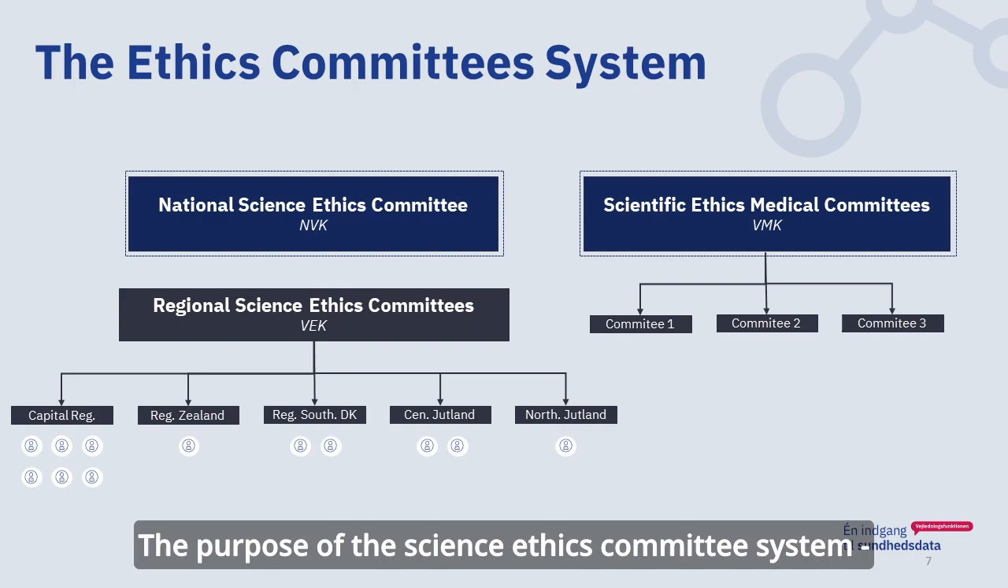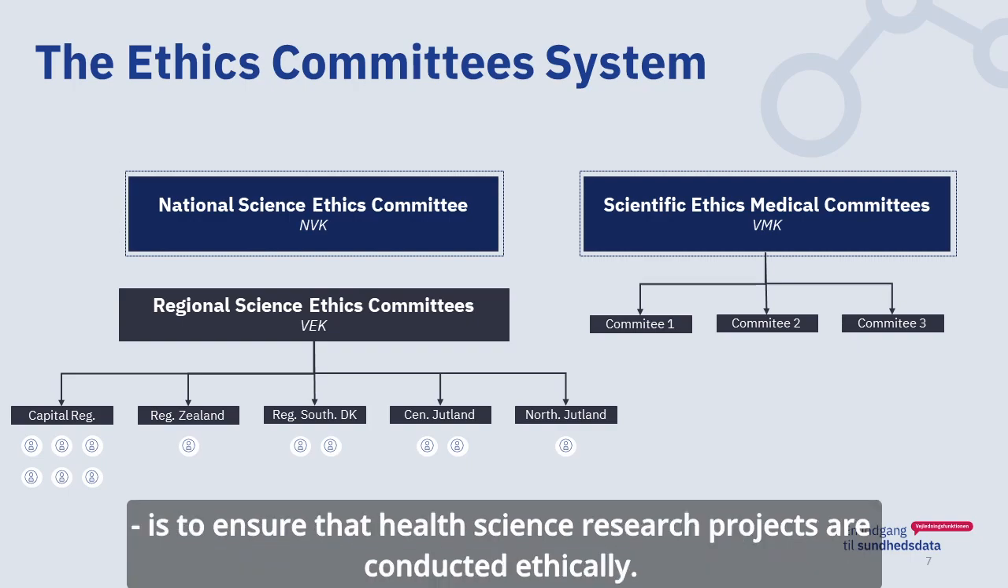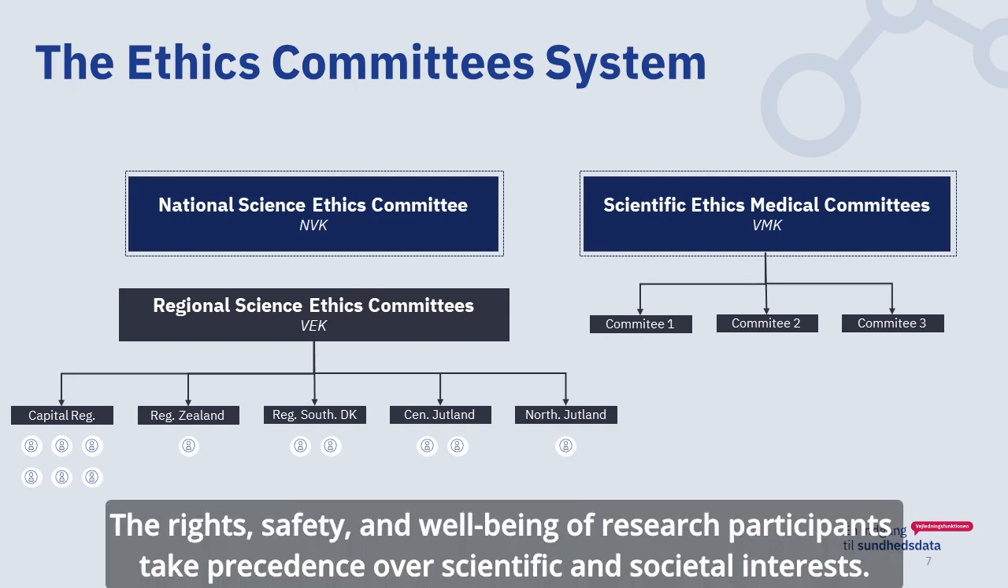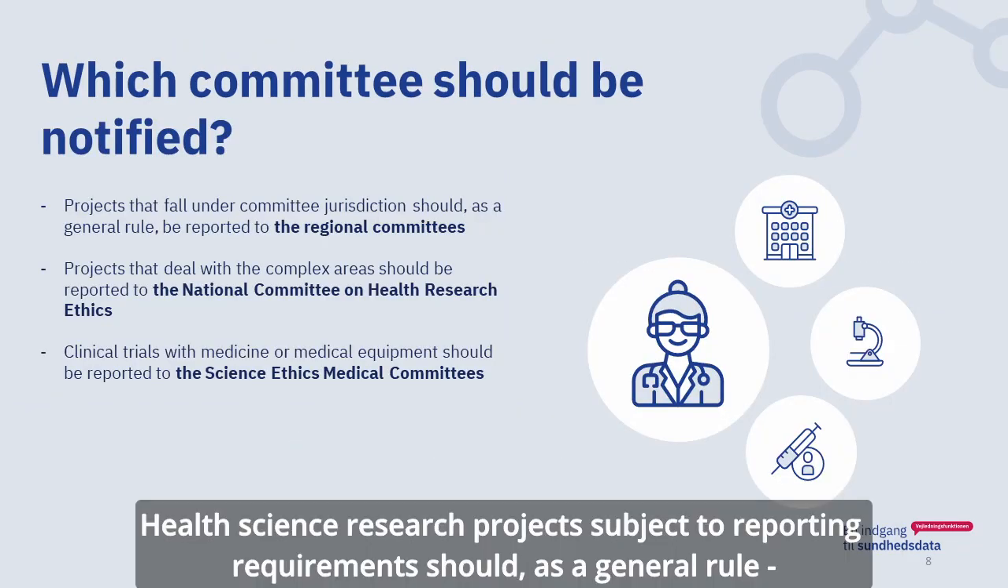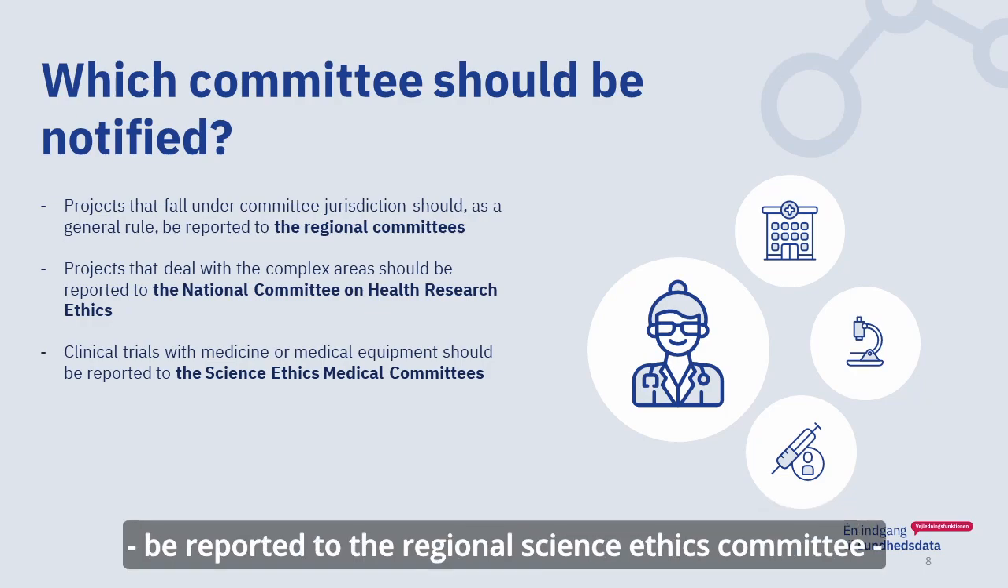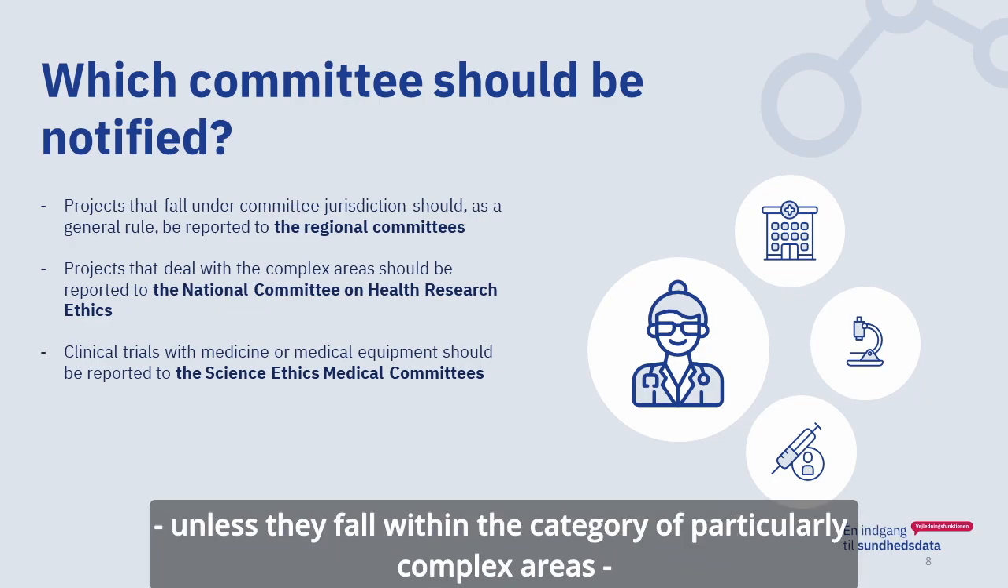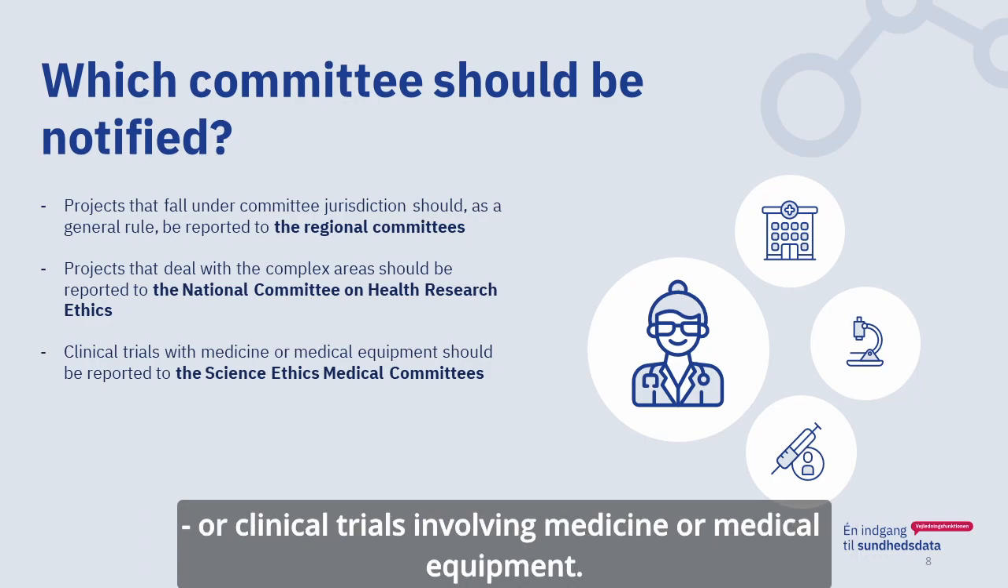The purpose of the Science Ethics Committee system is to ensure that health science research projects are conducted ethically. The rights, safety, and well-being of research participants take precedence over scientific and societal interests. Health science research projects subject to reporting requirements should, as a general rule, be reported to the Regional Science Ethics Committee unless they fall within the category of particularly complex areas or clinical trials involving medicine or medical equipment.